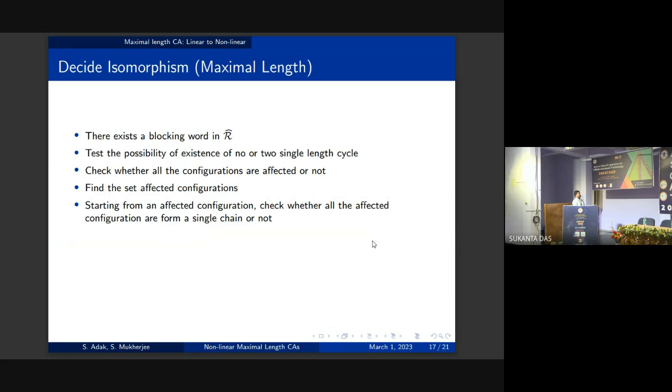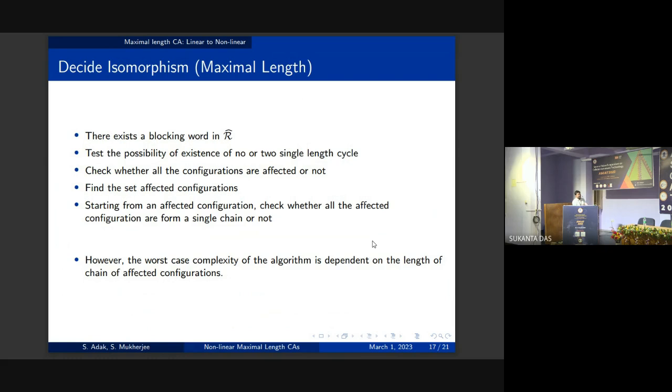If all the configurations lie in a single chain, then the CA has the same structure as the previous one. That means the previous CA is maximal length, so the next CA is obviously maximal length. However, the worst case complexity of the algorithm depends on the length of the chain. Chain means when we connect the affected configurations, when we calculate the affected configurations to check whether it is a single chain or not. So that scenario totally depends on the complexity.